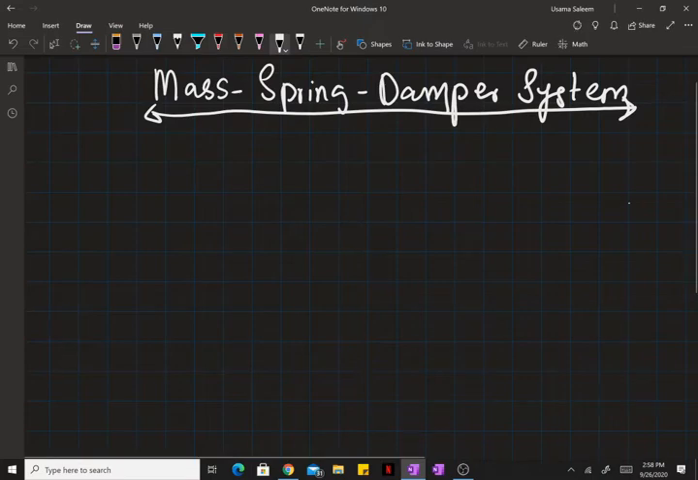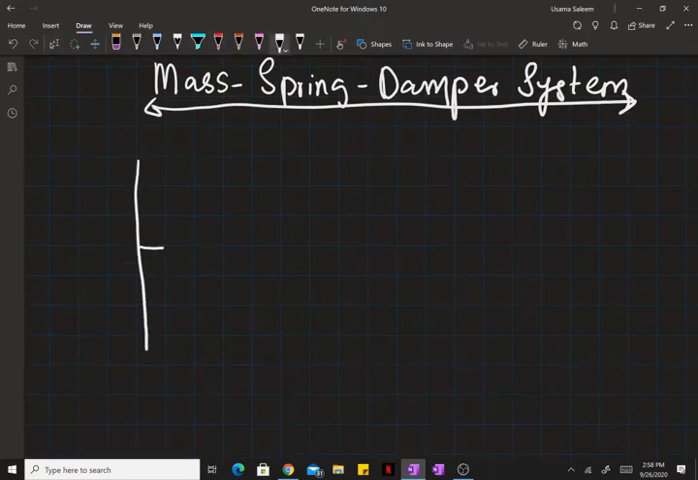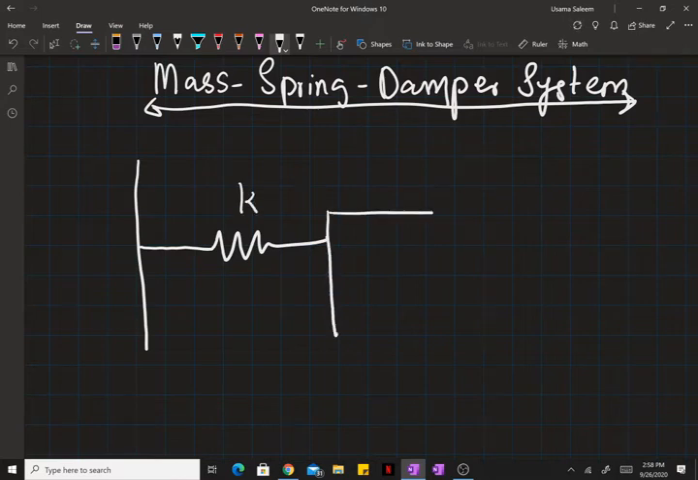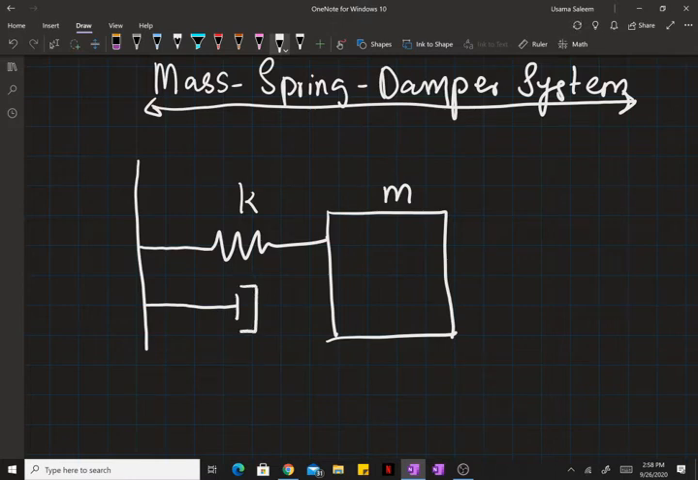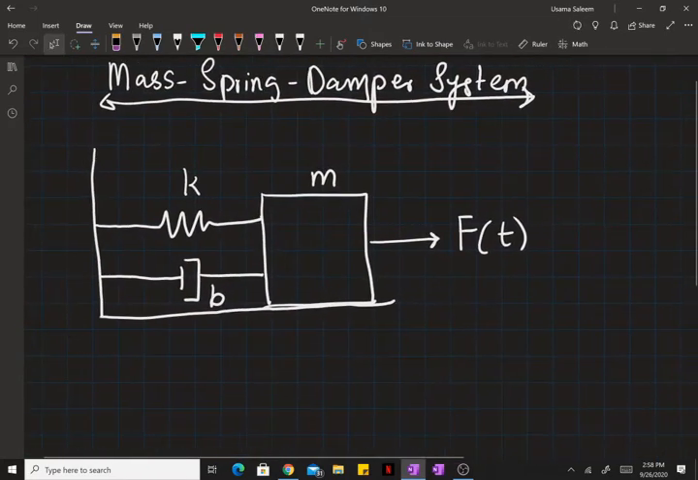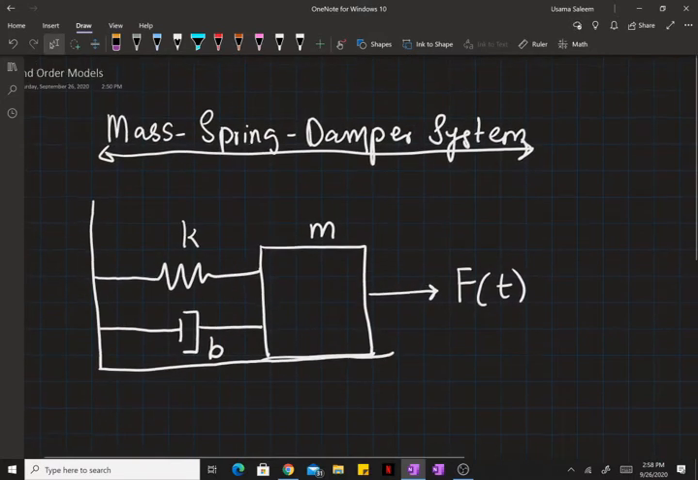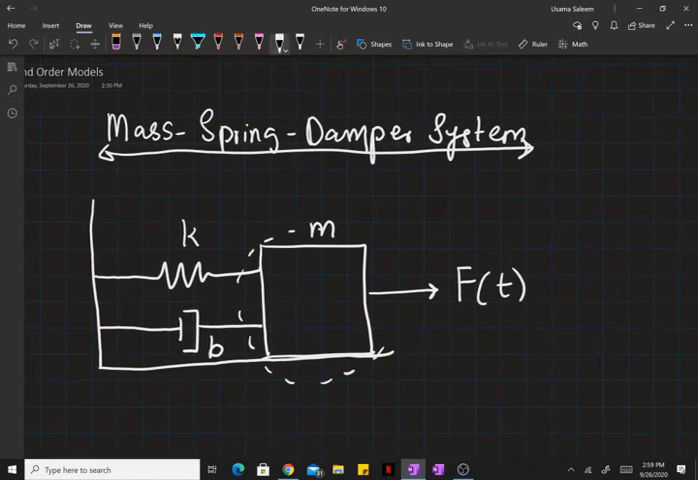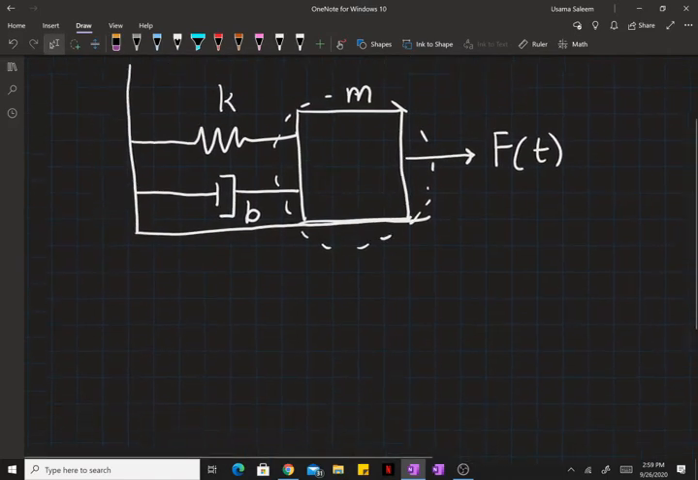So let's suppose we have a spring with stiffness k. We have a block of mass m attached to the spring, and we have a damper with a damping constant b. There's an applied force, which is a function of time, that's going to pull the mass to the right hand side, and we need to develop a model for this block in order to predict the position of this block at any given time.